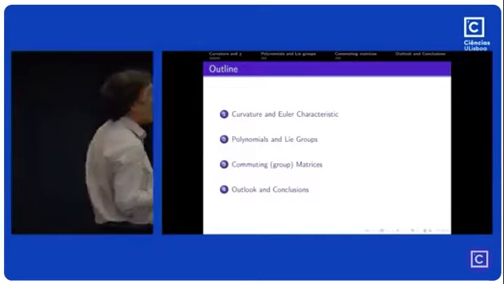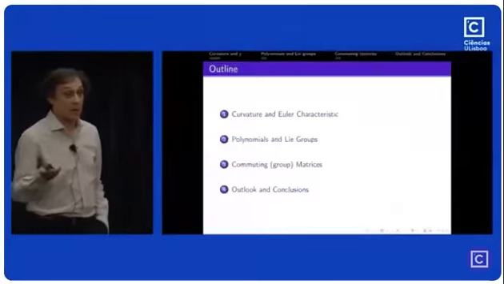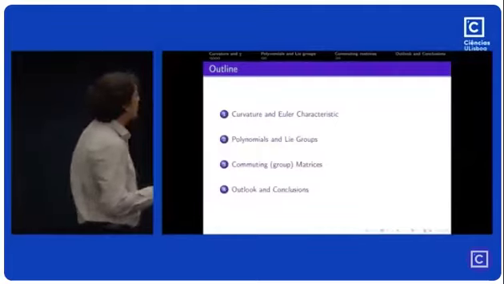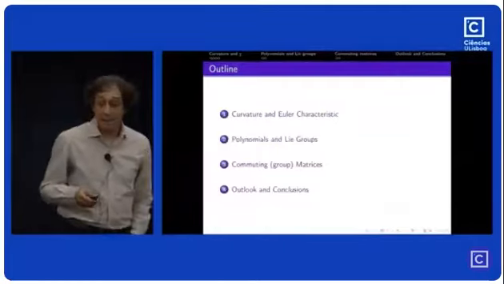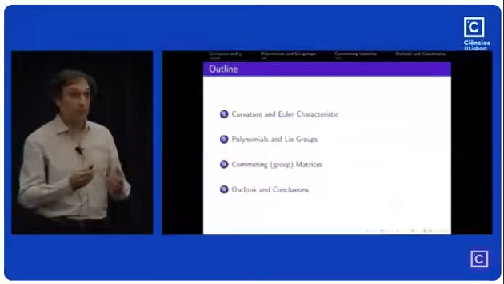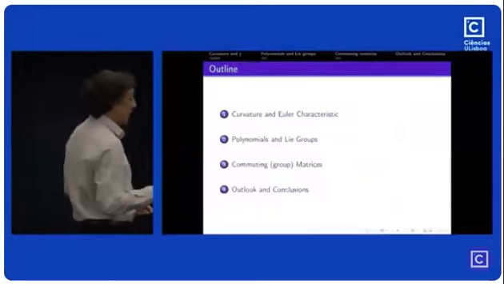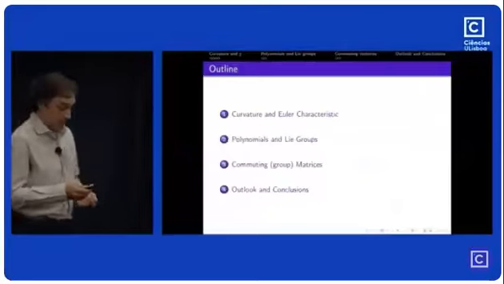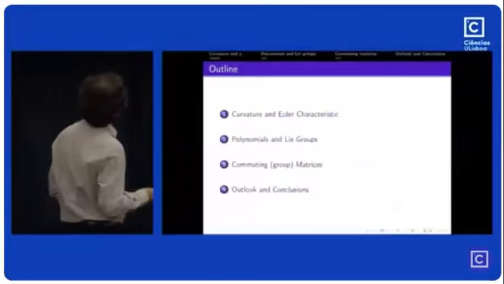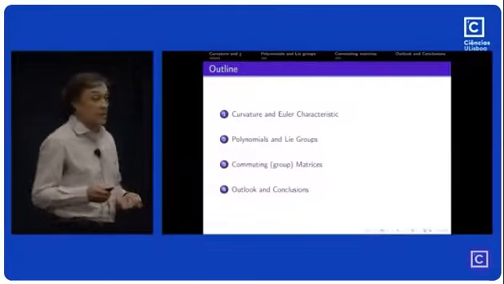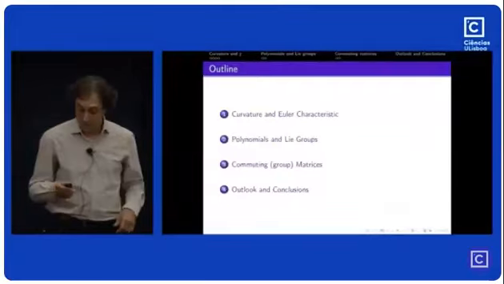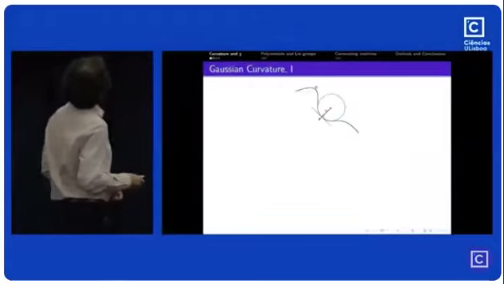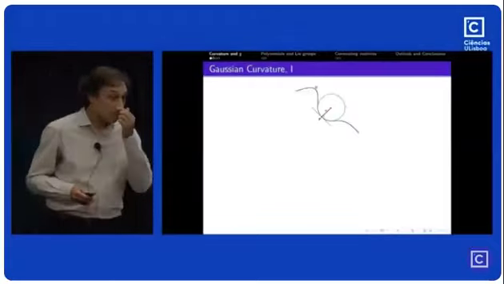And I decided to talk about mainly two concepts: curvature and the Euler characteristic, which I think are good candidates to give you some intuition and explain things without detail. Then I'll talk a little bit about commuting matrices and present, in the end, some outlook and some conclusions, maybe some open problem. Okay, so what is curvature?